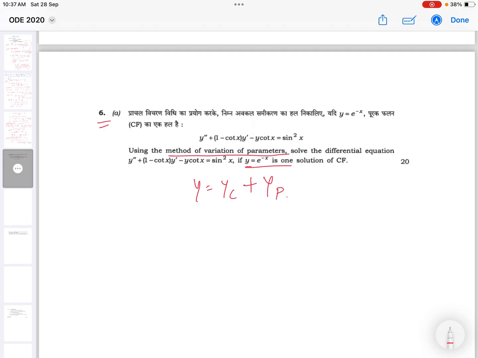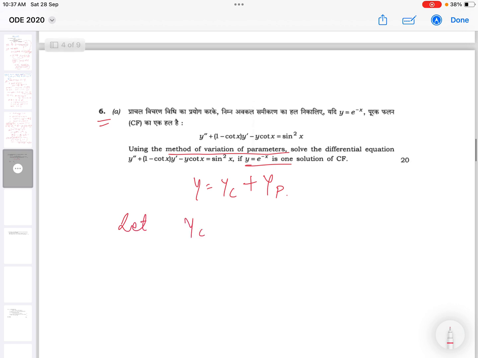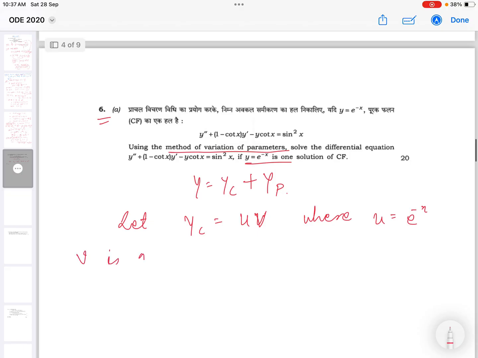So we know, let the complementary solution be uv, where u is given as e raised to the power minus x, then v is given by d2v by dx square plus p, 2 by u du by dx, dv by dx.